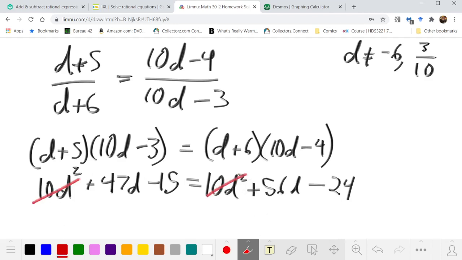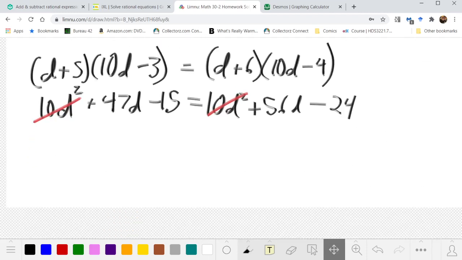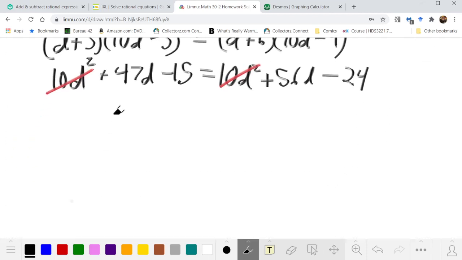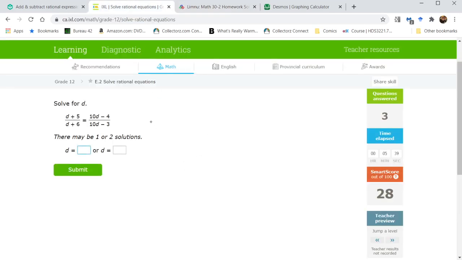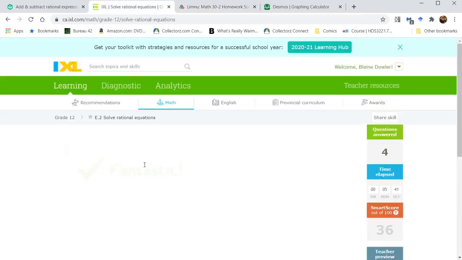Our 10D squareds cancel. The 47D I'm going to pull over to the right, which leaves us with a 9D. The negative 24 I'm going to move to the left, which leaves us with a positive 9, or D equals 1, a single permissible value.